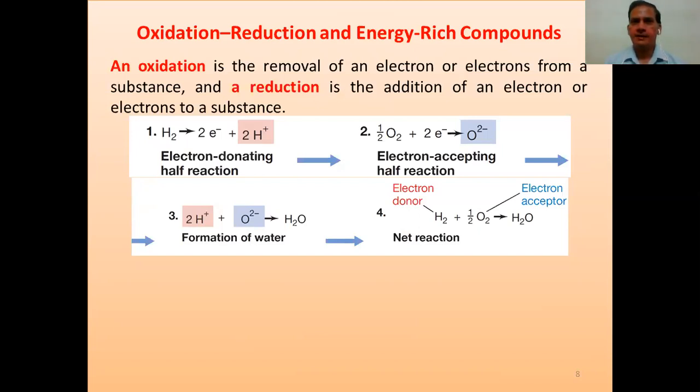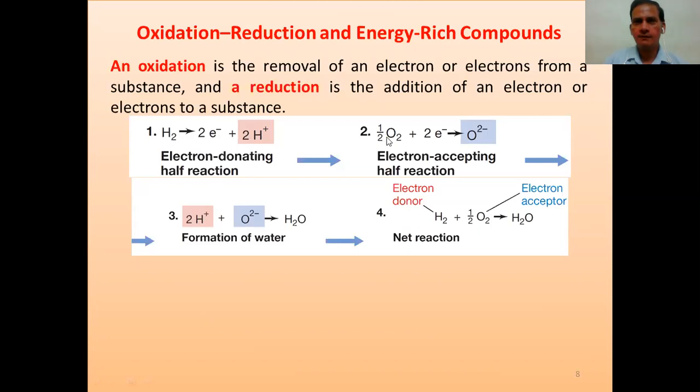And on the other hand, reduction is the addition of electrons to a substance. So let's say this particular reaction here. This hydrogen, H2, has an electron donating capability. So it donates 2 electrons and it gets 2H positive charge.